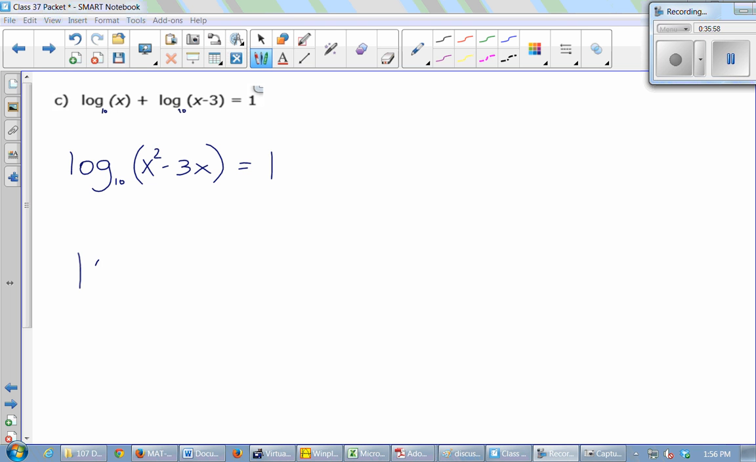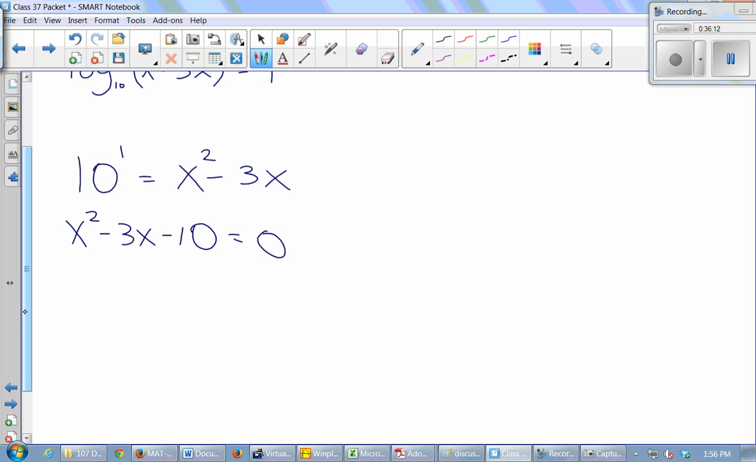So my base is 10. And then my input and output switch. So I'm going to have 10 to the first equals x squared minus 3x. 10 to the first is just 10. So this is x squared minus 3x minus 10 equals 0, a quadratic. You can factor it, and you get x equals 5 and negative 2.